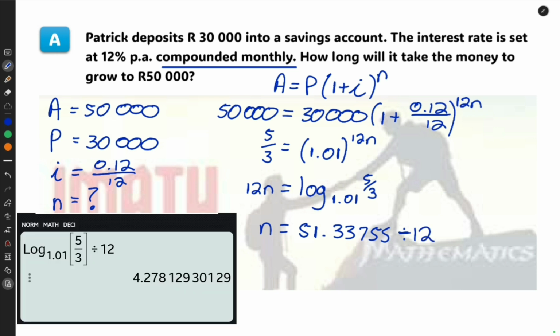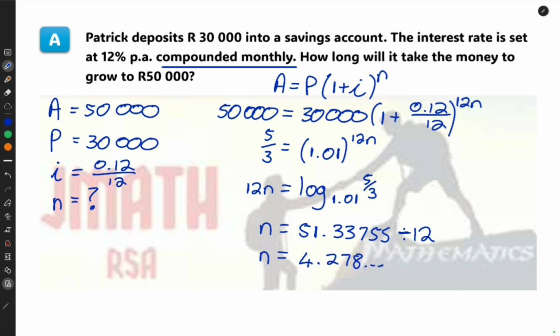Now, something that's extremely important, especially with the finance chapter: when I'm in the middle of my sum, I'm not allowed to round off. You are going to make decimal mistakes if you round off too early. So just keep everything there and keep it on your calculator. So now if I type this in my calculator, it would tell me n is equal to 4,278... Just keep it on your calculator. Now, that is the answer to the question. How long will it take? 4,278 years. But your teacher would want you to write this in years and months.